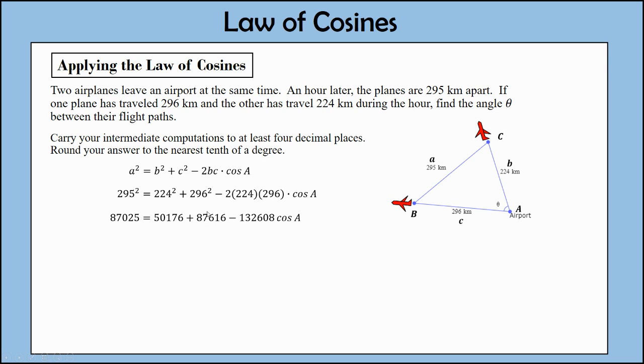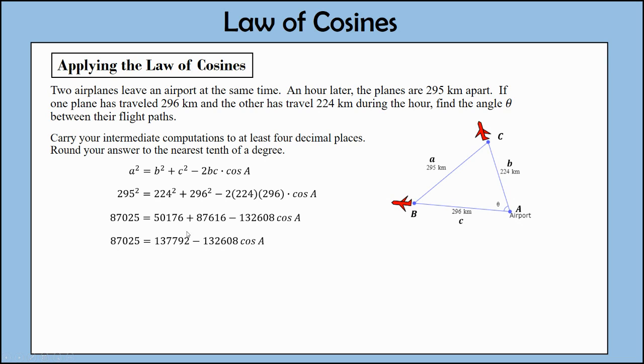Okay. As I look at this, these two are like terms because they're numbers. This one has the cosine of A attached to it, so it's not a like term to these two. So I'm going to add these two together next to give me 137,792. All right. At this point, I want to isolate cosine A. I'm trying to find angle A, which I have to isolate cosine A to do that. So think of this just like an X right here, and I was trying to solve for X.